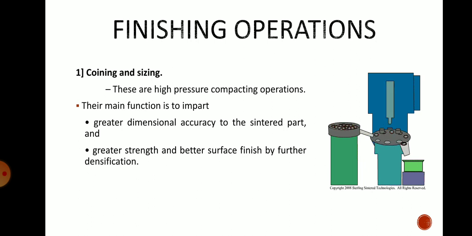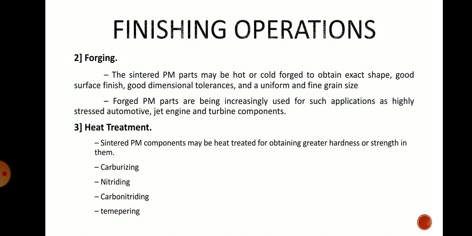If you want to resize the component, if you want to increase or decrease the size, or do the coining operation, then you can do it using this process. The main functions are to impart greater dimensional accuracy to the sintered part, and greater strength and better surface finish by further densification. You can achieve these by the coining and sizing operation.